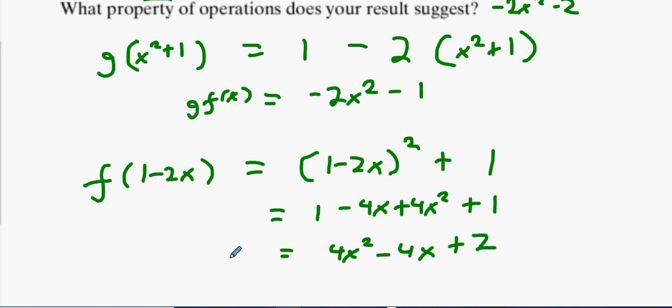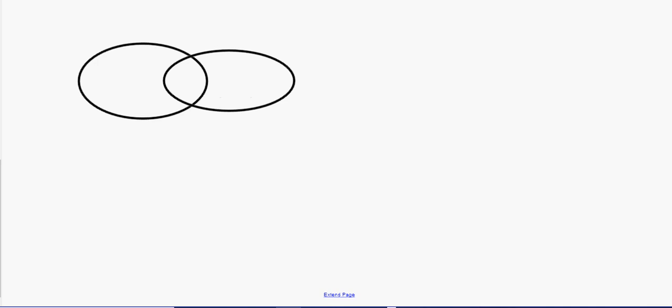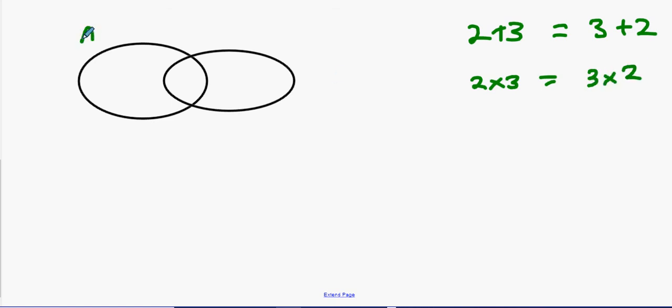Alright. Now it asks, what property of operations does your result suggest? Properties of operations, you would have remembered doing sets in junior cert level about commutative. I'll give you an example of commutative. Addition is commutative. 2 plus 3 is the same thing as 3 plus 2. Multiplication is commutative. 2 multiplied by 3 is the same thing as 3 multiplied by 2. In sets, A intersection B is the same thing as B intersection A. They're both the middle part, aren't they?